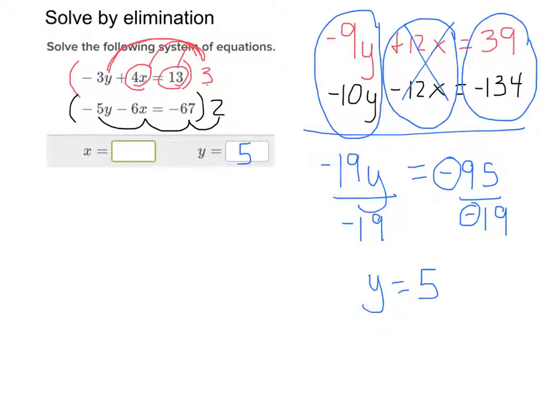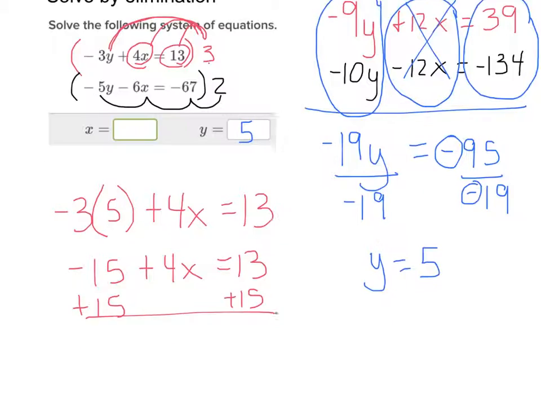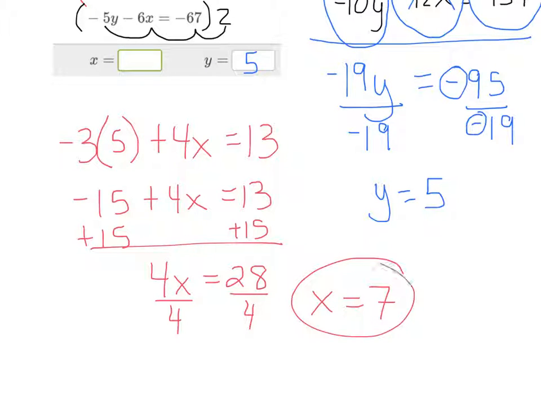Okay, I'm going to plug it in the top one. So I've got negative 3, and then in the place of y, I'll put 5, plus 4x equals 13. So I have negative 15 plus 4x equals 13. And then I will add 15 to both sides. And so I have 4x equals 28. And I'll divide 4 on both sides, so x equals 7. So now I know I have x is 7. And so you solve that system of equations using elimination.